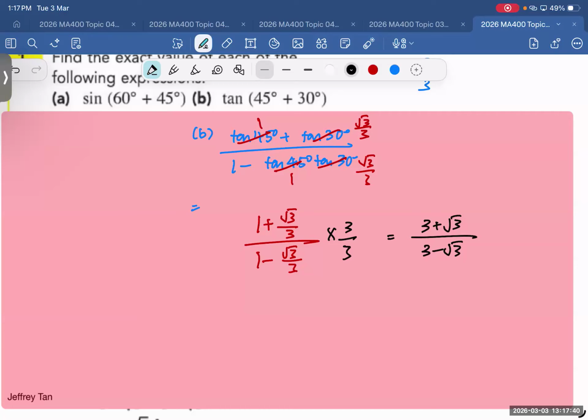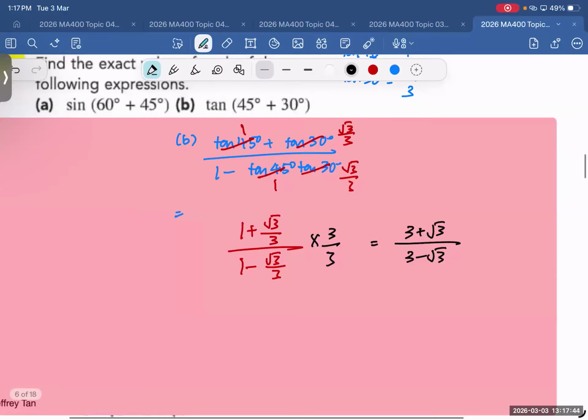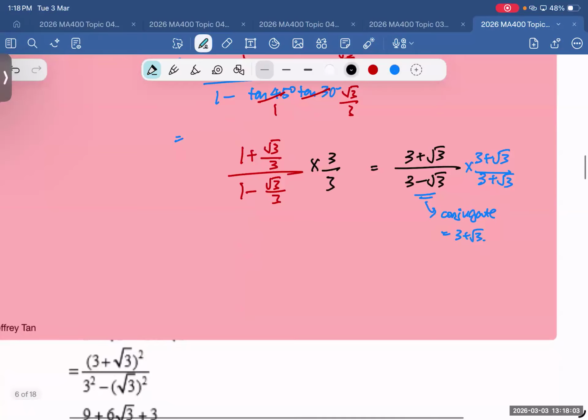Now, once I'm here, I do not stop. I try to rationalize my denominator. So I look at the conjugate of the denominator, because I observe the conjugate is 3 plus square root 3, and I multiply by it. Now I'll let you do the rest. You should have 2 plus square root 3 as a final answer.